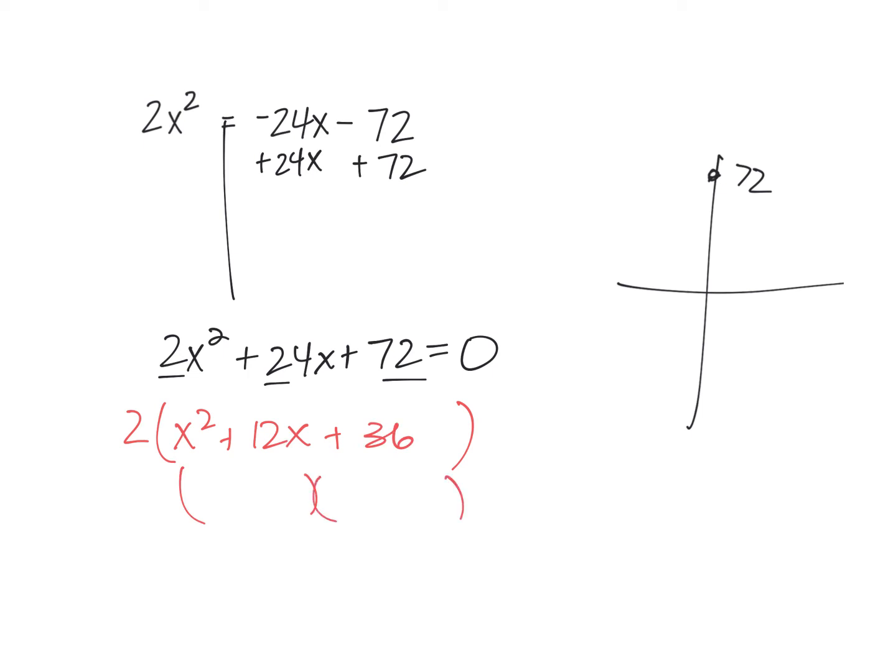Now I would try to factor that, okay, and then I could come up with my x-intercepts. So I just wanted to show you guys that real quick. If there's something you can divide out when you get to the factoring part, do that. Now, this does not mean that your y-intercept is 36. That's not the case. It's that original 72, so just be careful with that.